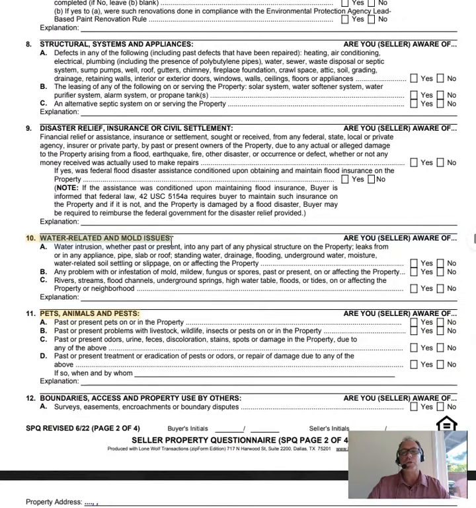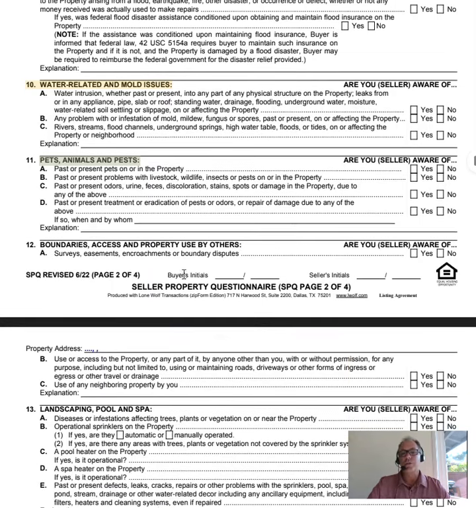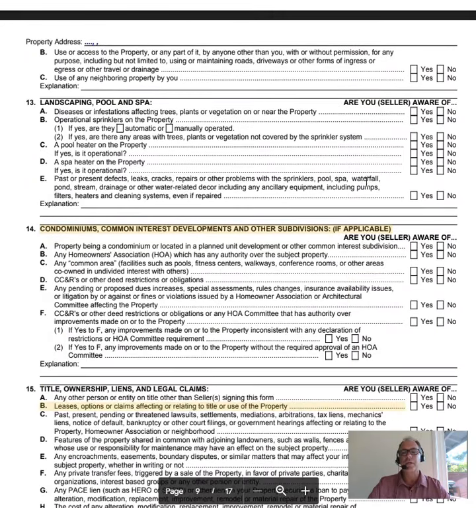Water related mold issues. Have you had any water intrusion in your house, or any mold or any fungus items from prior leak? Pets, animals, and pests. This is also one that might seem not that important, but a lot of people are very sensitive to animals, and so you want to make sure you list it, or if you had tenants that had animals or anything like that in the property.